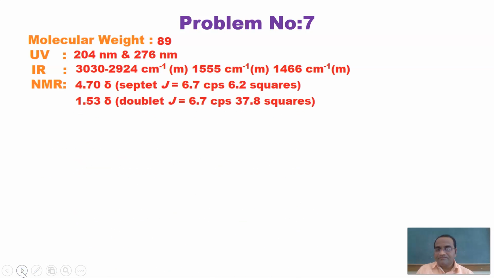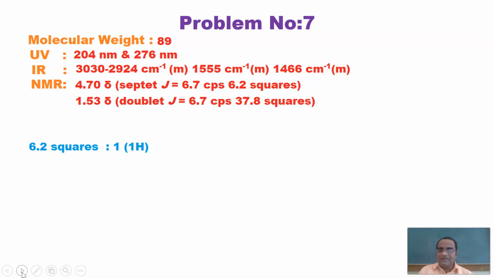Here the NMR value, that is 4.70, so it means that it is having nitrogen or oxygen at the adjacent, and it is showing separately. The J value is similar for both the signals, that is 6.7 CPS, and the other signal at 1.53 delta is a doublet. So the coupling constant is similar, that is 6.7 CPS. Such kind of problems we have also seen earlier.